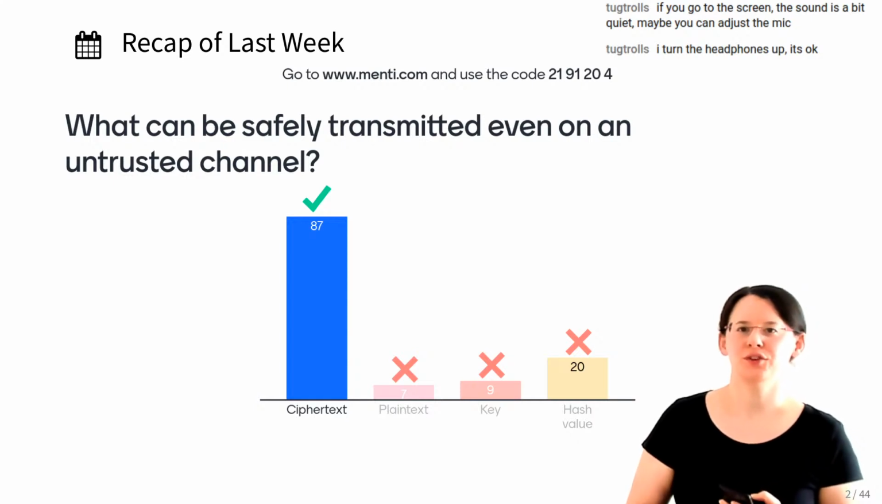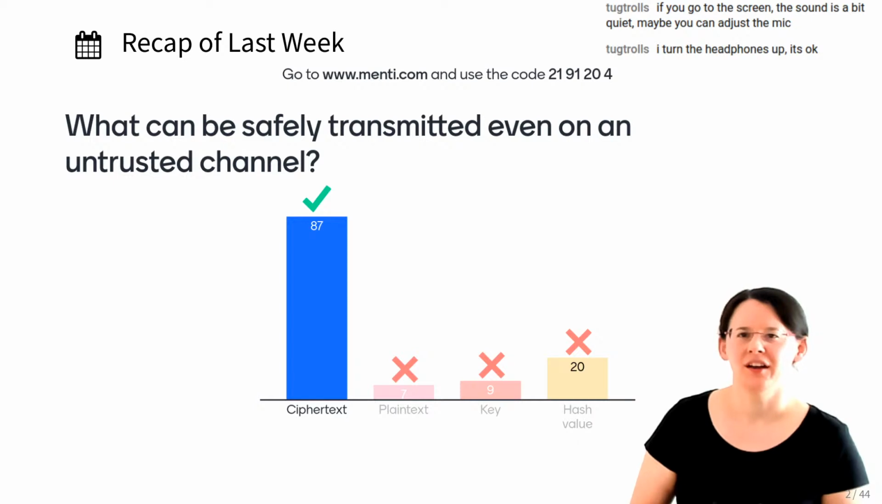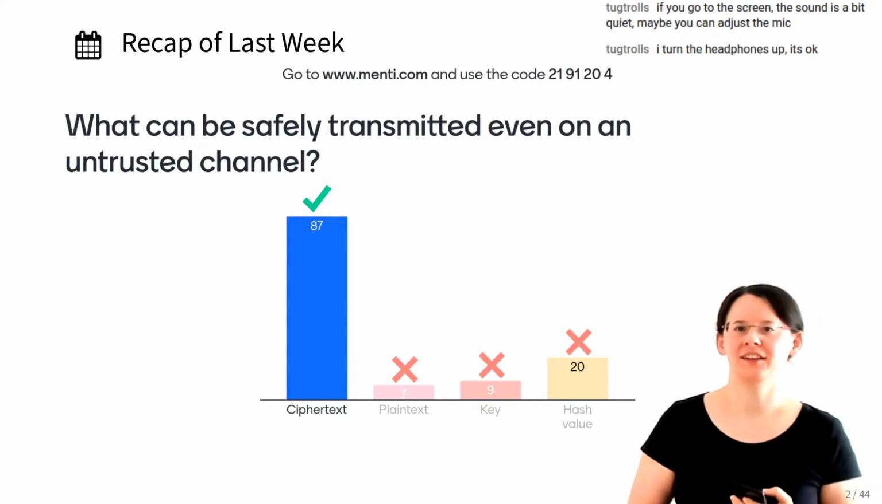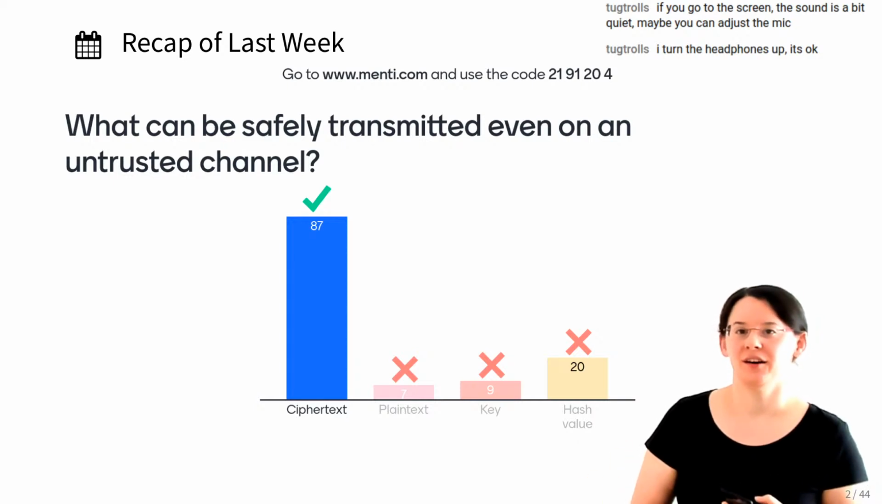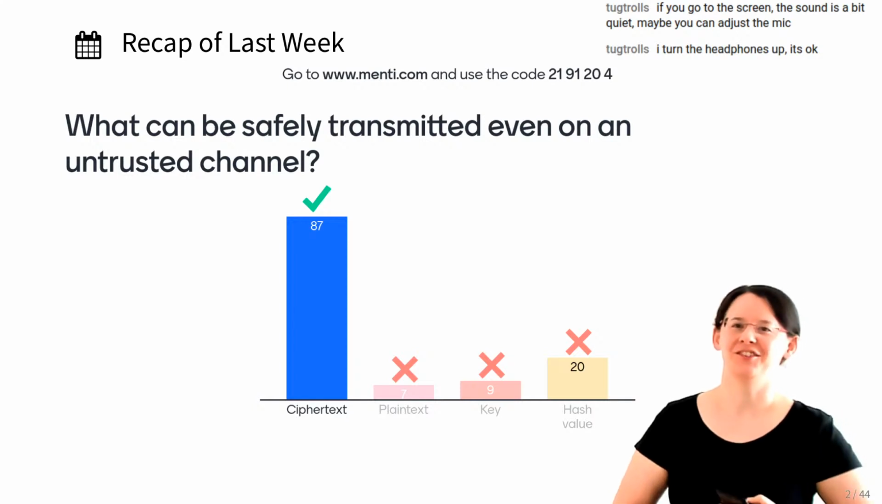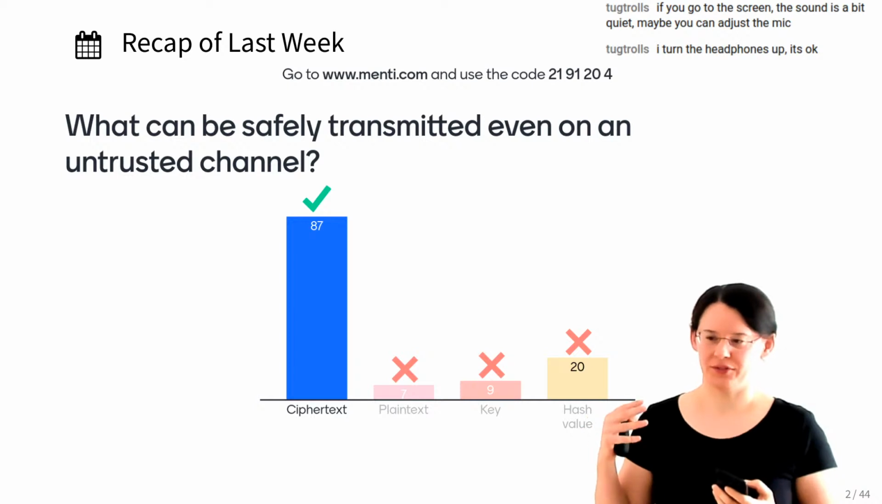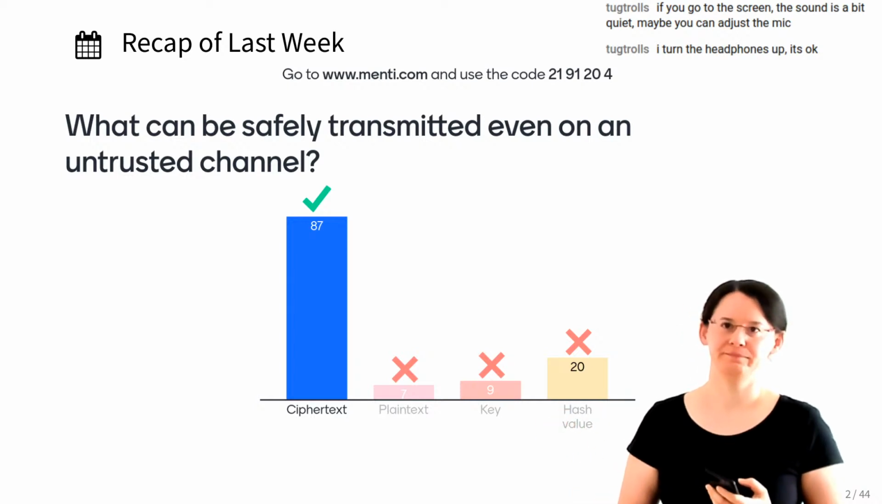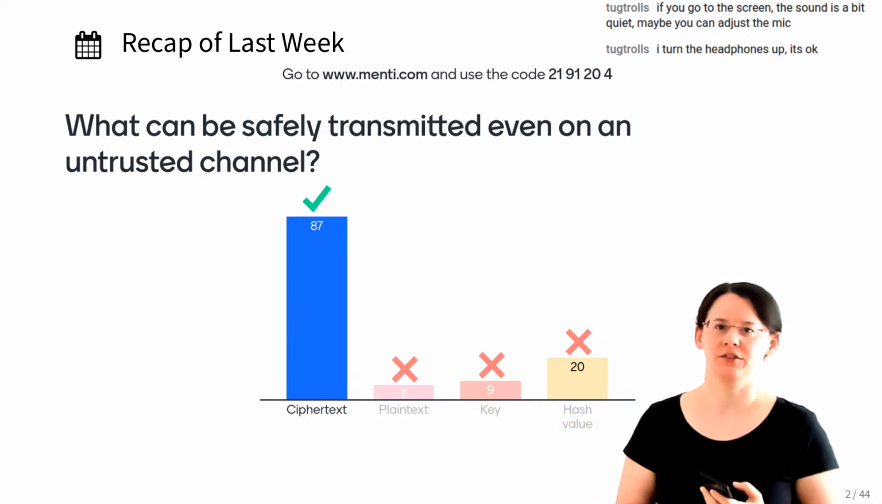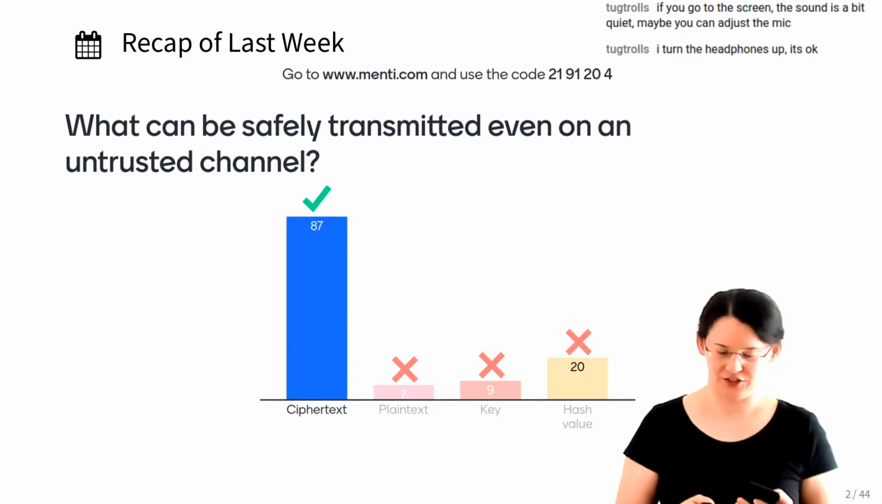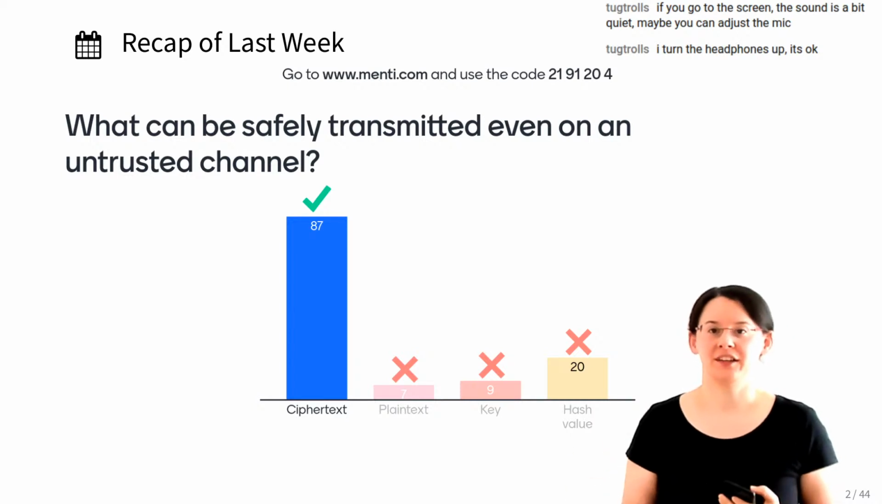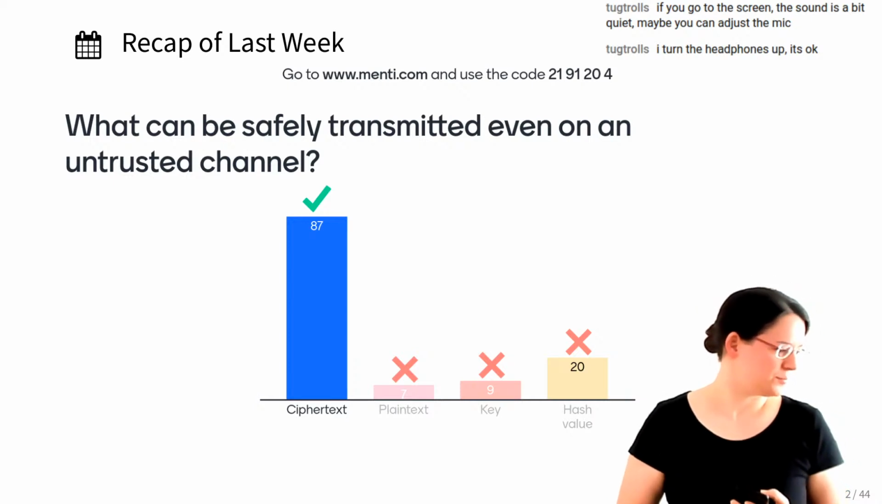There are quite a few votes on the other ones as well. I think those were the plain text. Of course, we shouldn't directly send the plain text. We also definitely should not send our secret key over the channel. This answer would have been true if it had been about the public key and public key cryptography, but not about the key in general. And finally, I think that was a hash value. As we will see later this lecture, a hash value is usually not the thing you transmit over an untrusted channel, because there it can be manipulated and the hash does not protect against that.